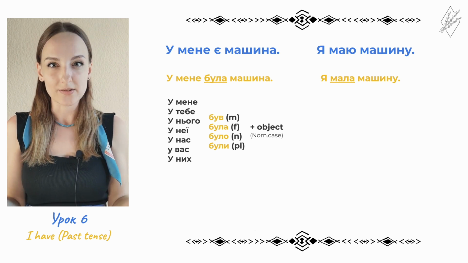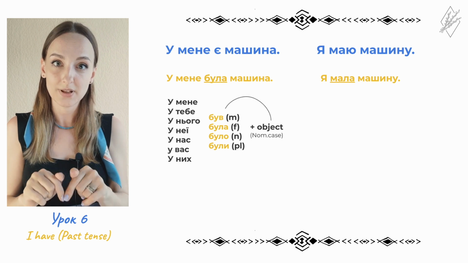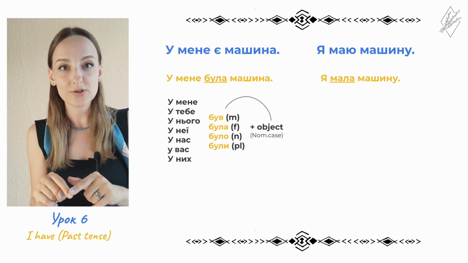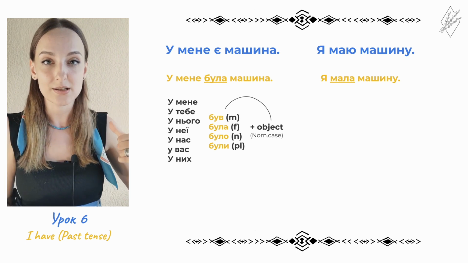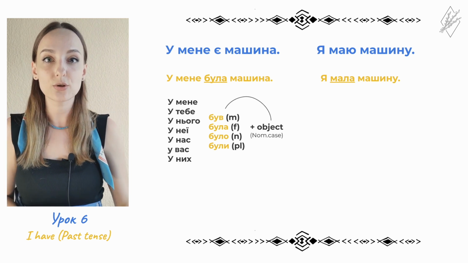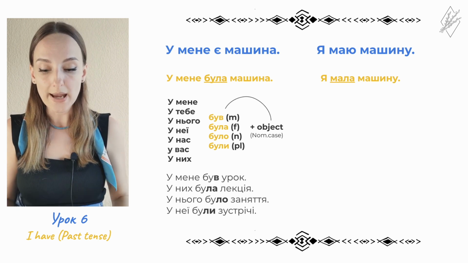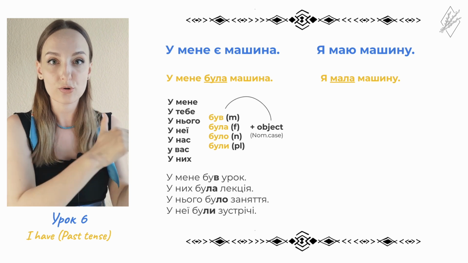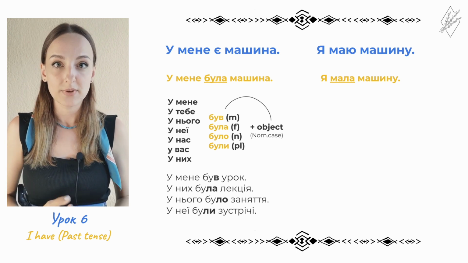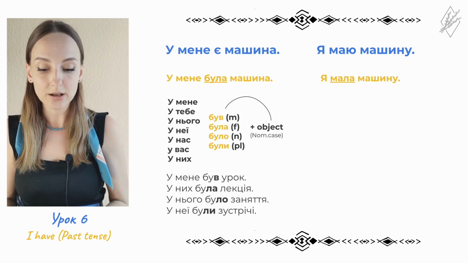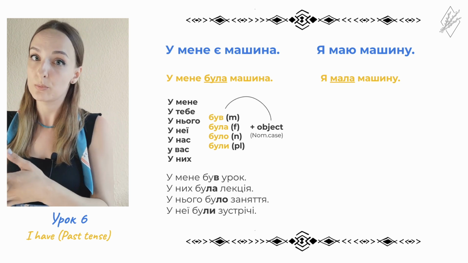On what it depends? It depends on the object. In this structure, object rules everything. So if your object in the past tense was masculine, then you use the form був. Like an example. У мене був урок. Урок is masculine, so we use був. If it was feminine, then була. У них була лекція. Лекція is feminine, so we say була.